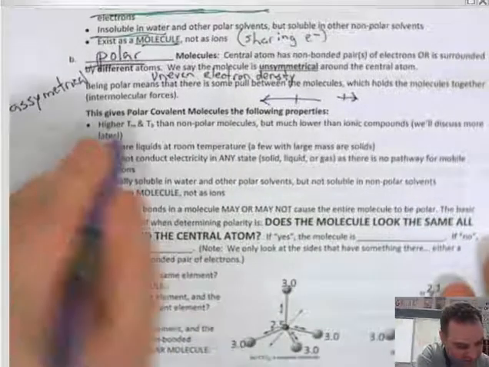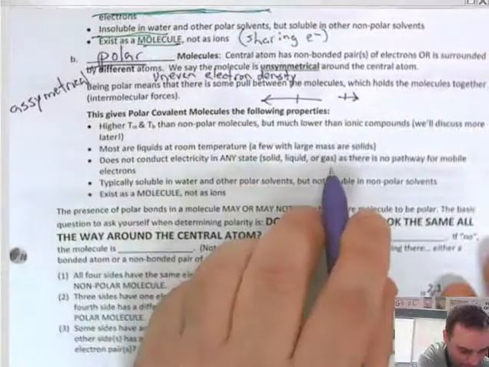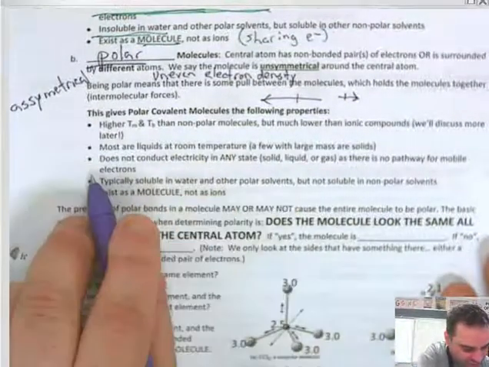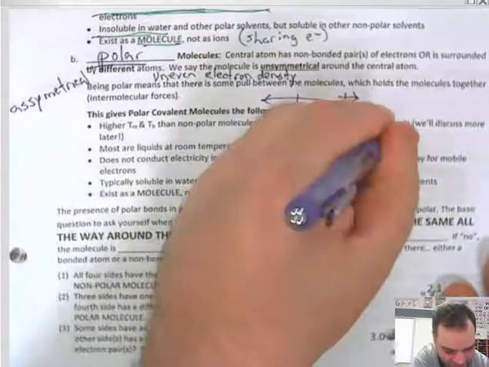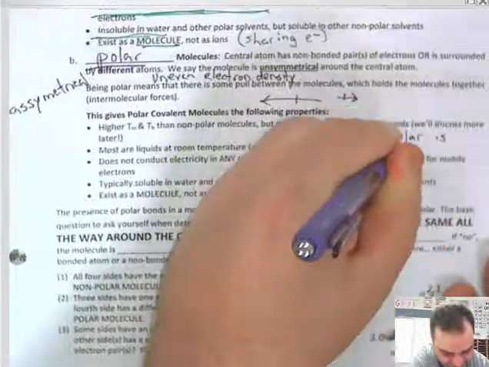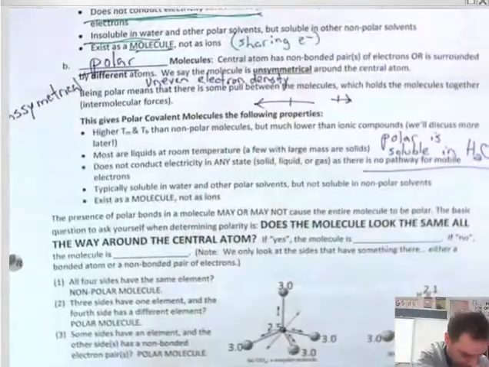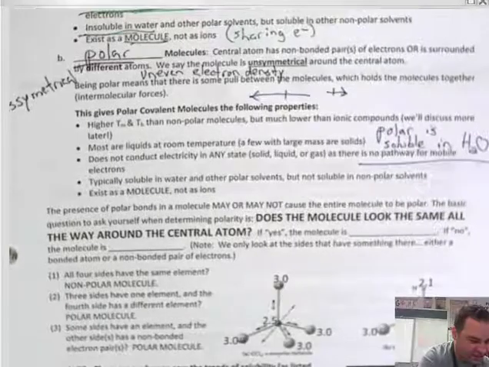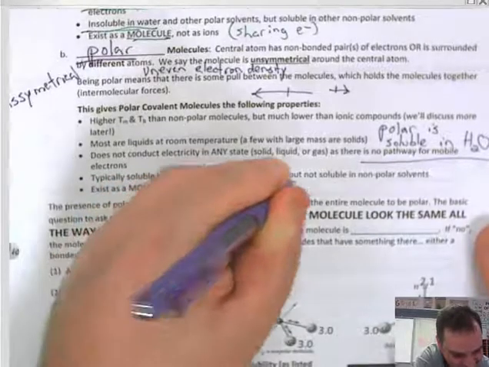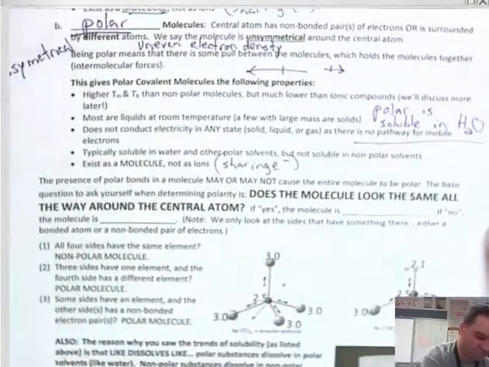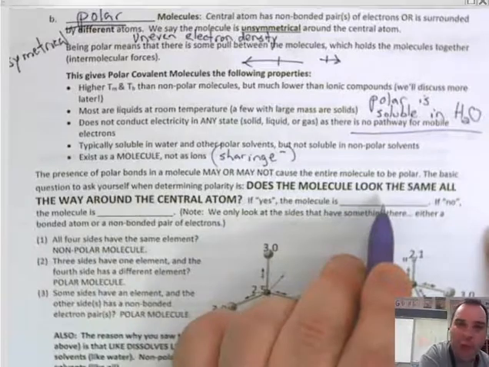Their melting points and boiling points are higher than nonpolars. Nonpolars have the lowest boiling points and melting points. Polars are a little bit higher. They are liquids at room temperature. They do not conduct electricity in any state. They are soluble in water. So polar is soluble, meaning it dissolves in water. That's very important to know. They exist as molecules, meaning they share electrons, not as ions.